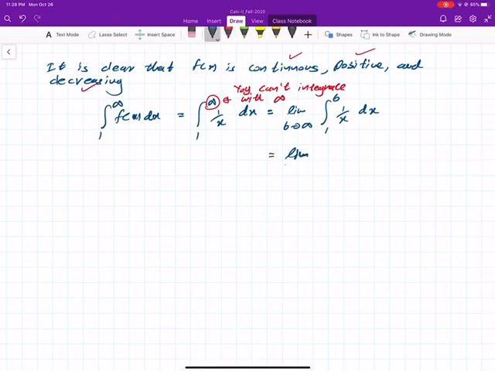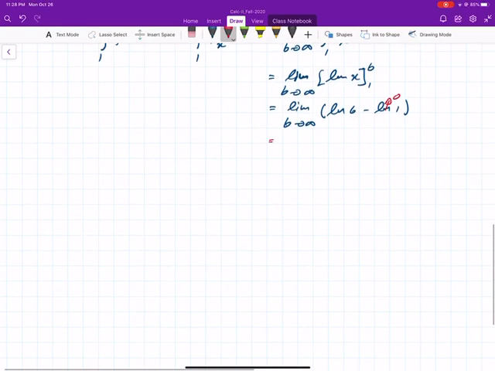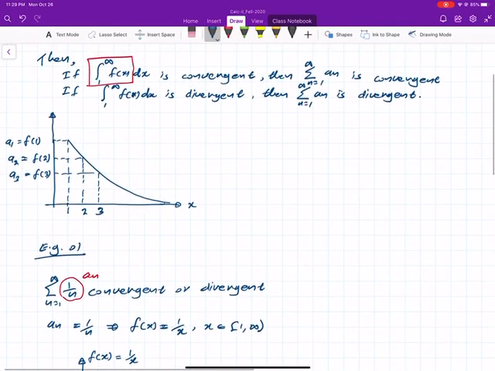This equals the limit as b goes to infinity of ln x from 1 to b. Okay, this equals the limit as b goes to infinity of ln b minus ln 1. As you know, ln 1 is 0. Now it is the limit as b goes to infinity of ln b, which is infinity. The answer is infinity. Now the integral was infinity, that is divergent.